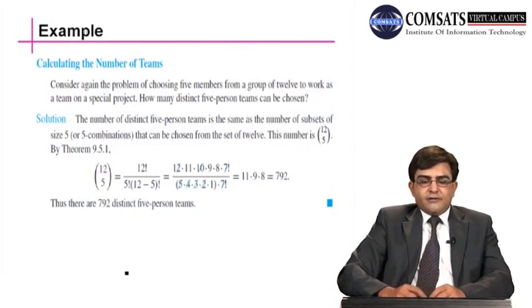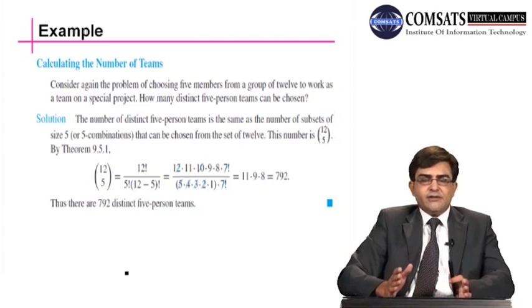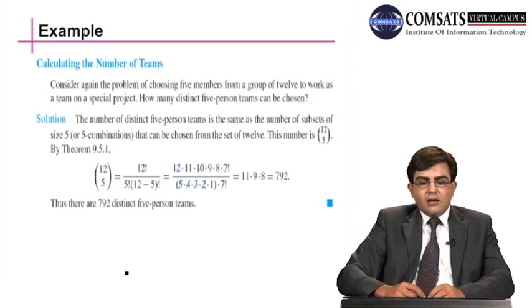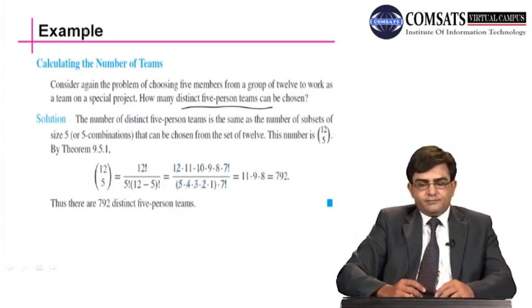Now, how to calculate the number of teams? There is an example which shows you where we can apply these combinations and permutations. Consider a problem of choosing 5 members from a group of 12 to work as a team on a special project. So we have to select any 5 members out of 12 people. How many distinct 5-member teams can be chosen?